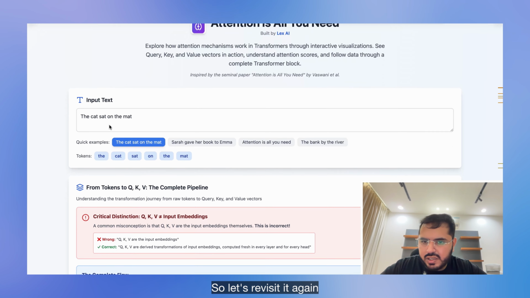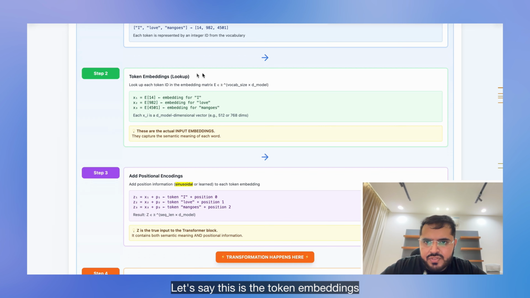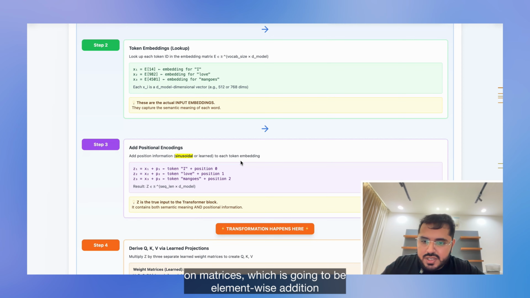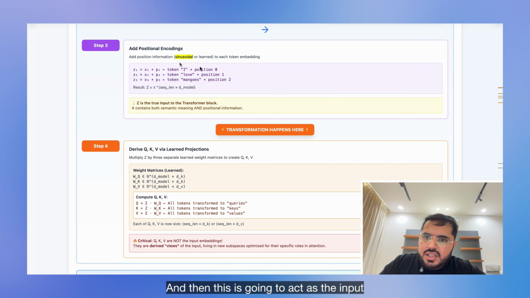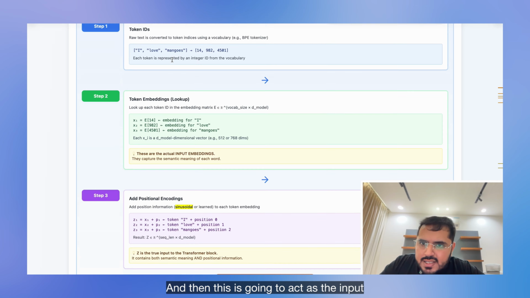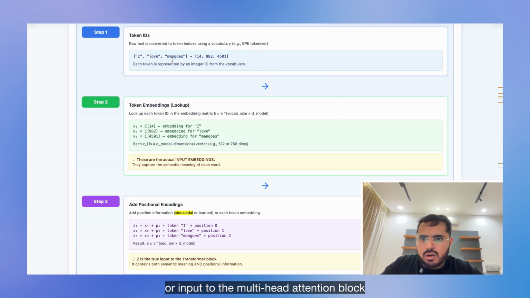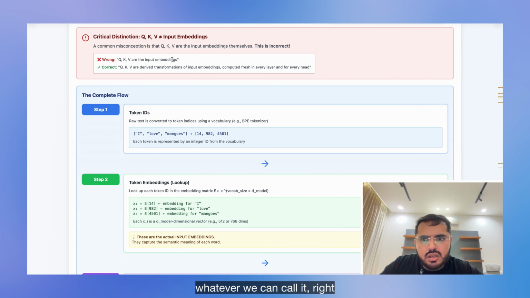Let's revisit it again. This is the token embeddings, and this is the positional embeddings. We add both of these, and the addition on the matrices is going to be element-wise addition. Then this acts as the input to the attention block, or the multi-head attention block, or the attention sublayer, whatever we can call it.